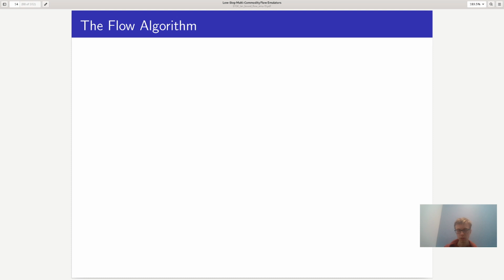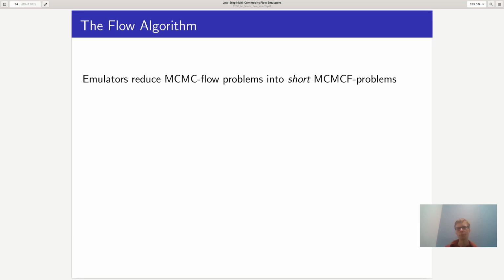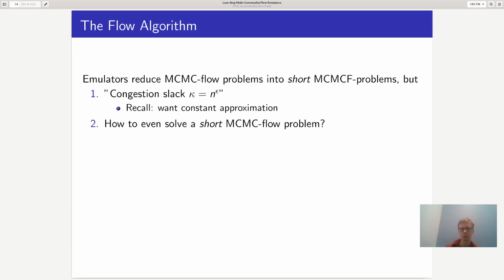So now we have seen the definition of emulators and our result for emulators constructively. And emulators, they reduce mean-cost multi-commodity flow problems into short mean-cost multi-commodity flow problems. However, the congestion slack is n to epsilon, and we want constant approximation. And also, it's not at all trivial to solve short mean-cost multi-commodity flow problems approximately.